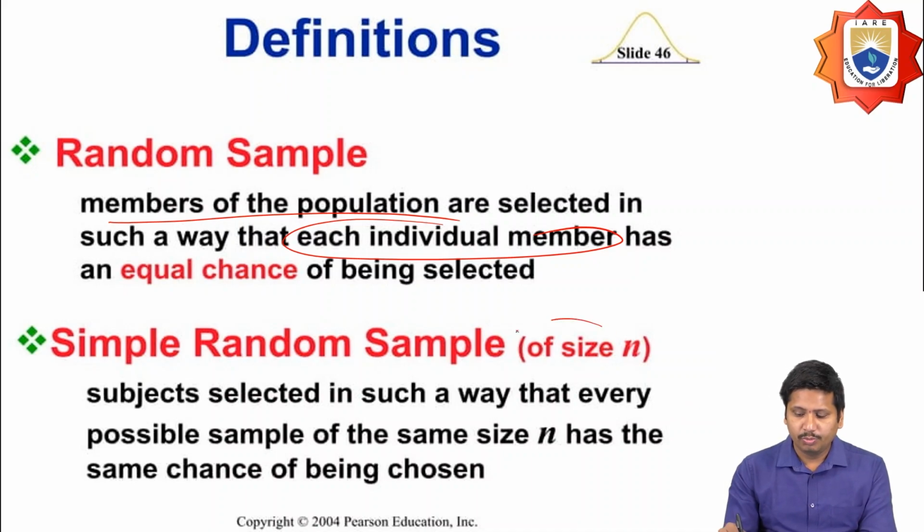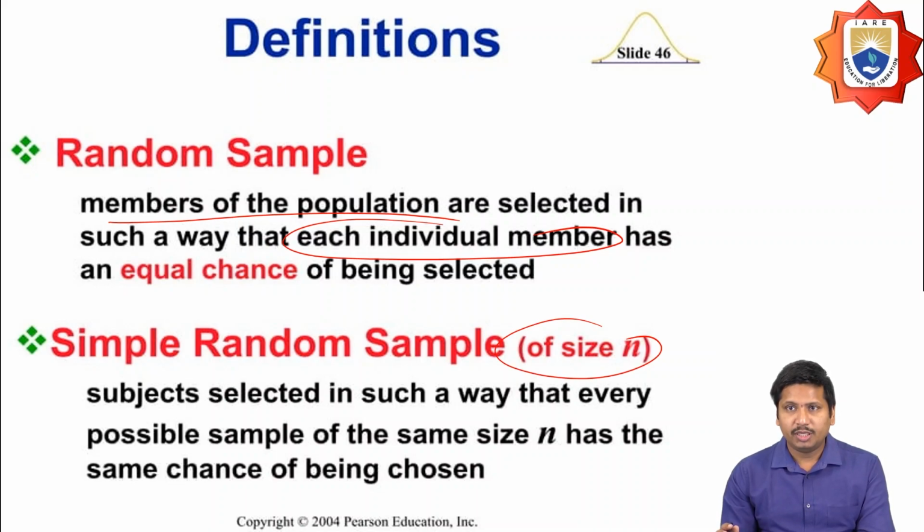This one is based on the size, where the subjects are selected in such a way that every possible sample of size n has the same chance of being chosen. So the simple random sample is where the objects or subjects are selected such that each and every possible sample of size n has the same chance of being chosen.